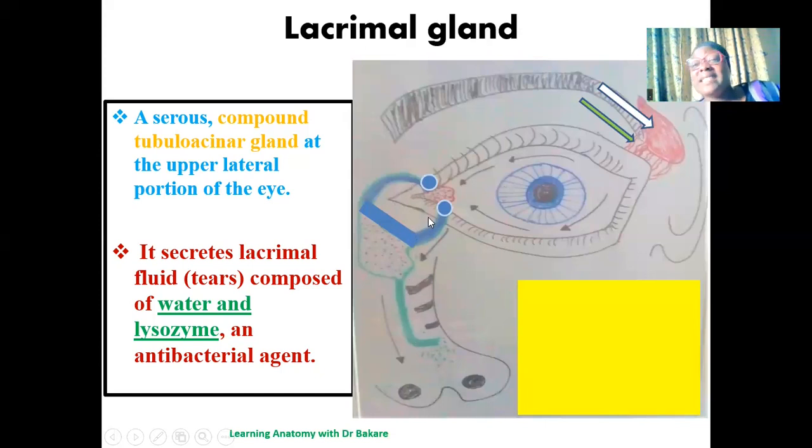But when we now see tears dripping out of the eye, it is because the quantity of tears or lacrimal fluid that is produced by this gland is more than what this gadget can carry, and that is why you see the tears now dripping out of the eye.